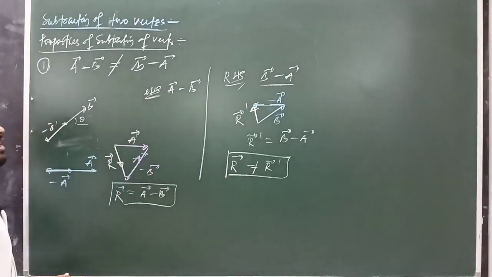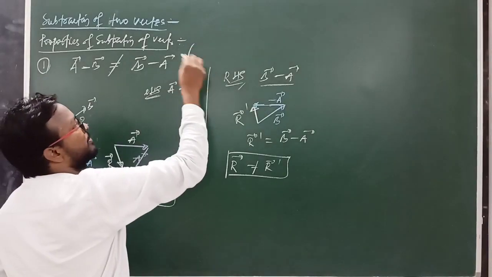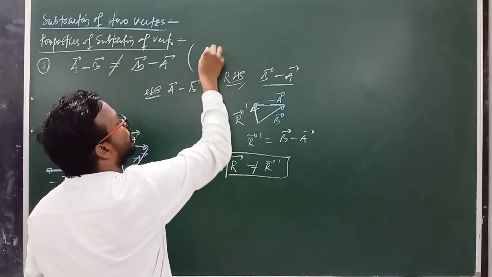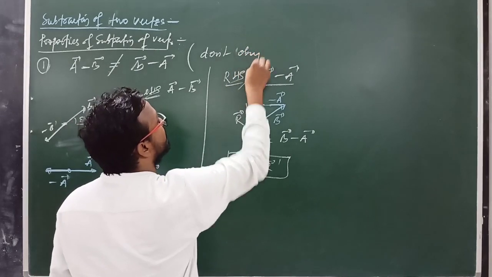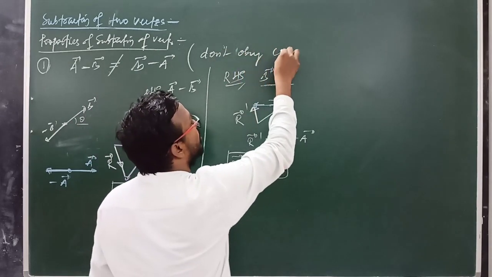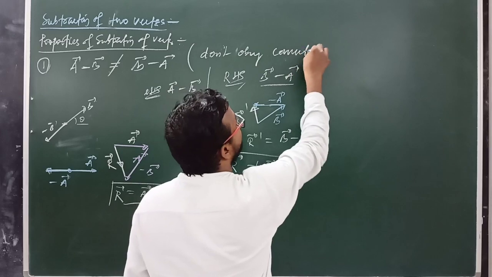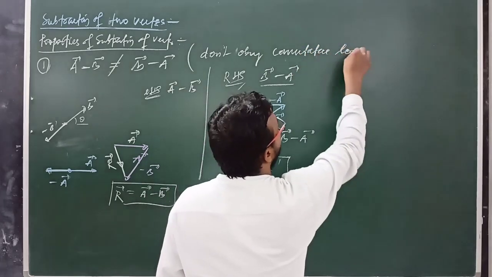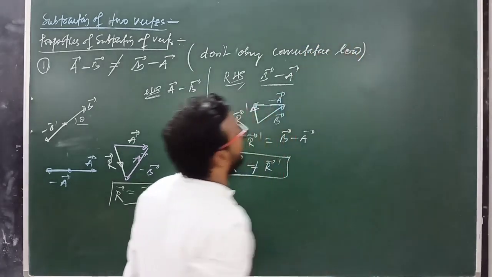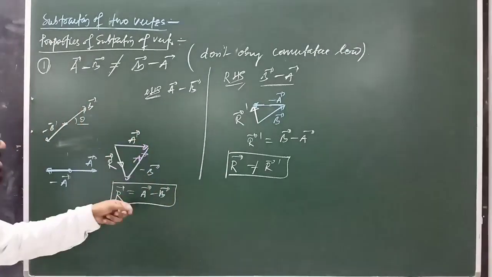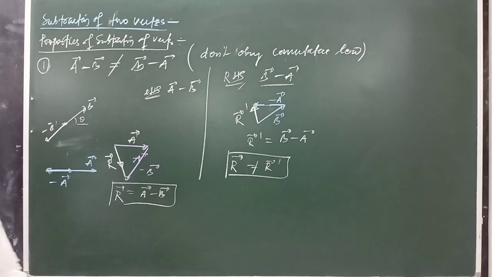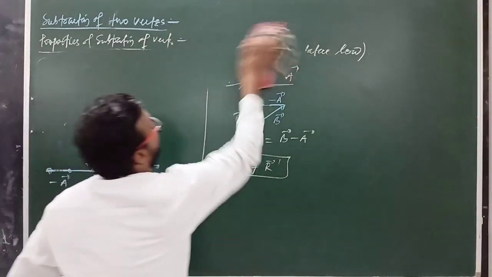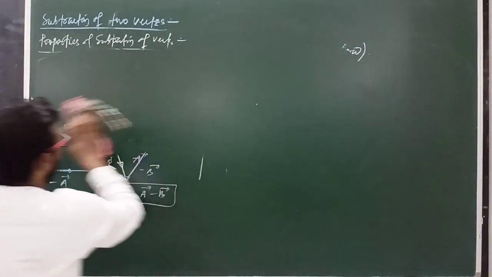So subtraction of two vectors does not obey the commutative law of vector addition. Clear? So this is the concept of subtraction of two vectors. Clear? And here is an important concept you can write.